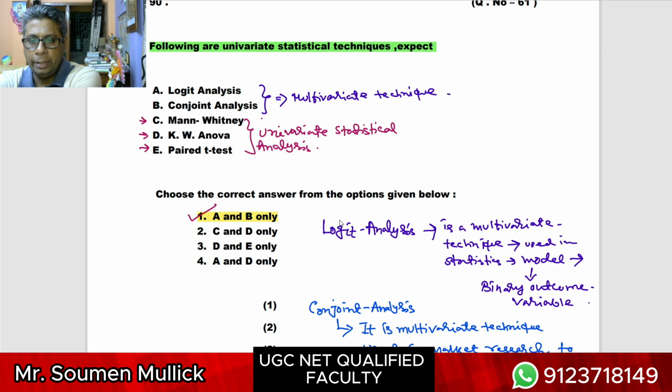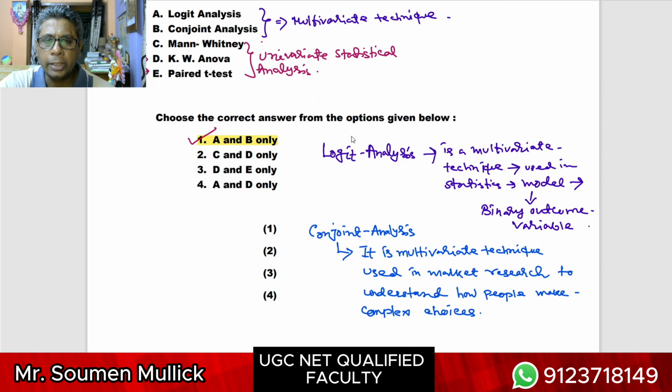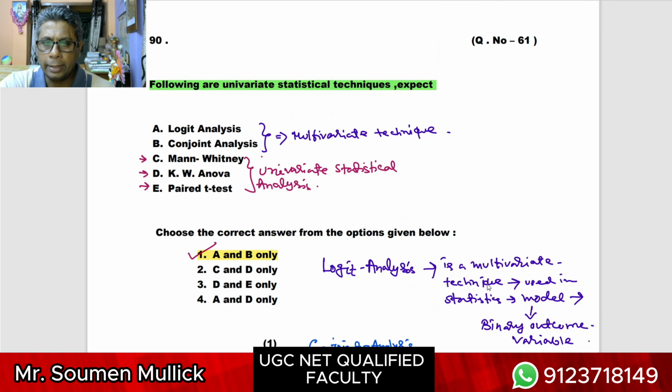So A and B is the correct option. First of all, you have to understand what is logit analysis. Logit analysis is a multivariate technique used in statistics to model a binary outcome variable. Binary means 2. And conjoint analysis is a multivariate technique used in market research to understand how people make complex choices. So option number 1 is the correct.